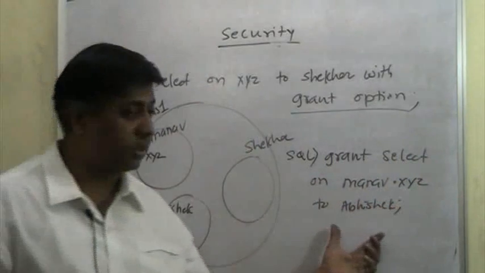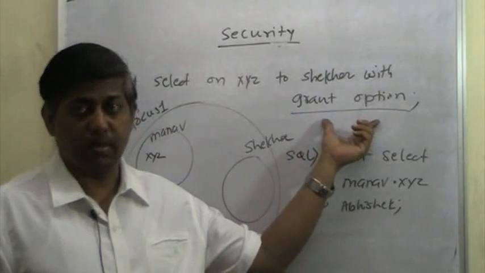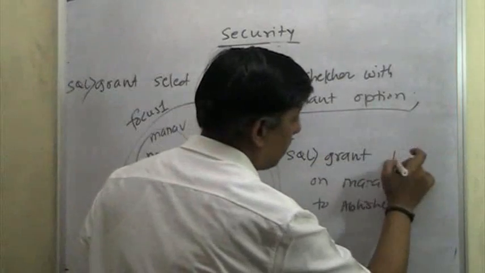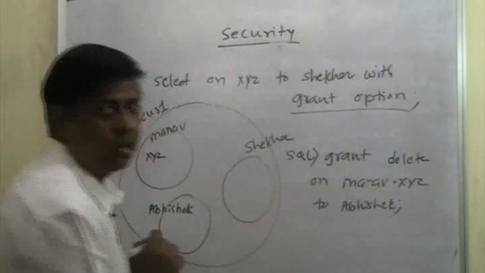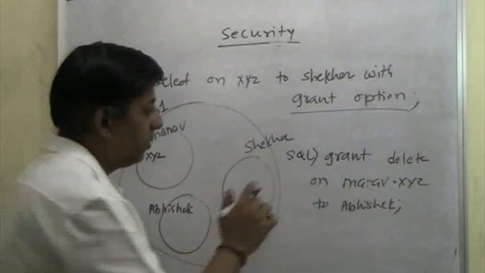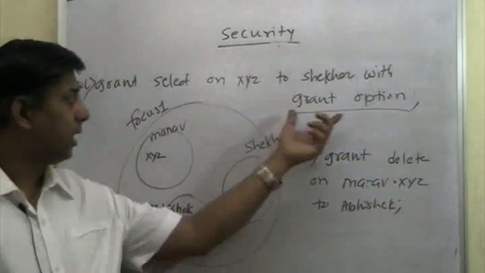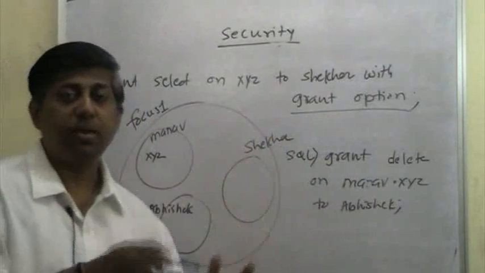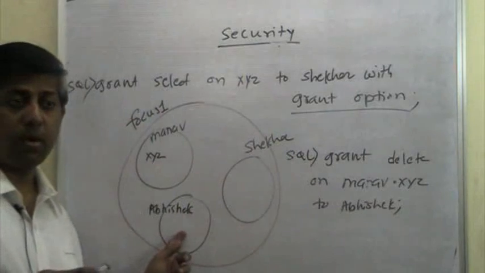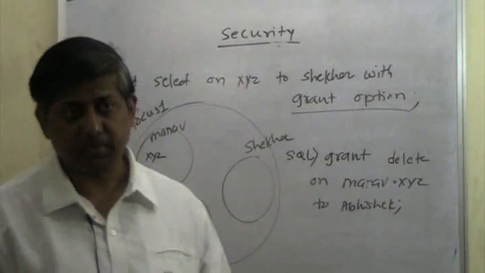Why, and will this be successful? Yes, this will be successful only because of the grant option that has been granted to him. Can Shekhar do this thing now? Grant delete? He cannot do that because he has not been granted the delete privilege with the grant option. This is very important to understand: the grant option allows a user to grant that privilege to the next user. And therefore now Abhishek can log in and just say select star from manav.xyz and it will work.